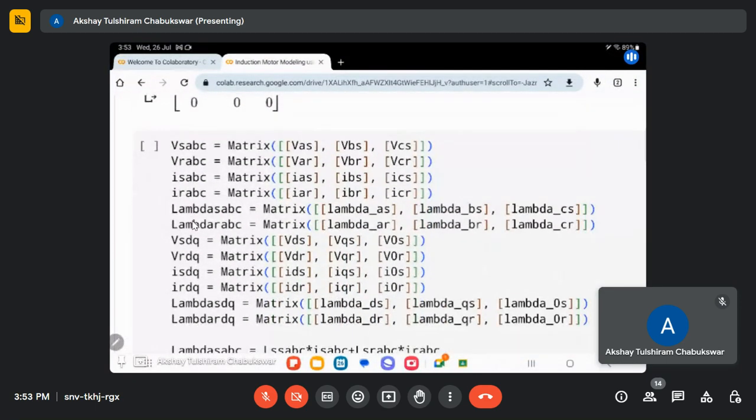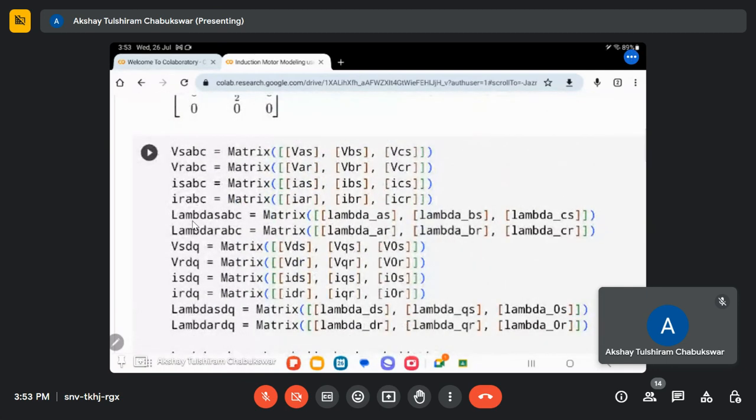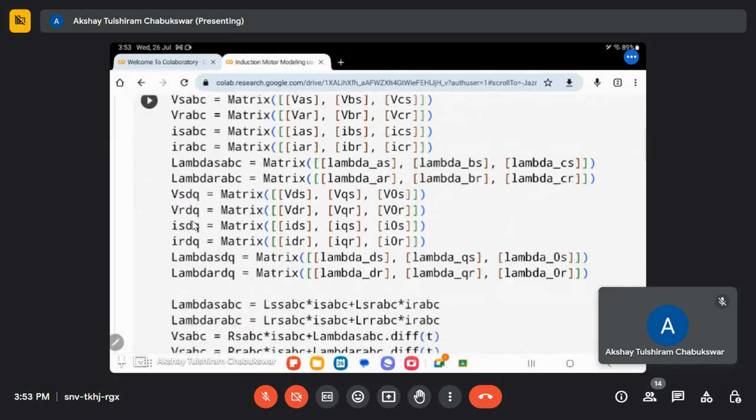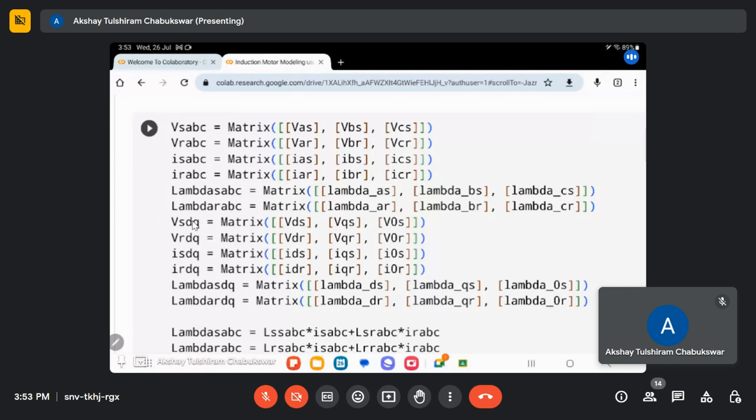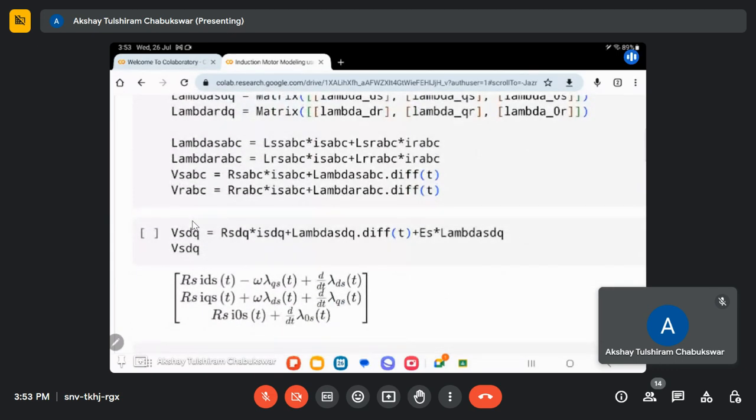Here I have written, first, VS in ABC, VR in ABC. IS means basically all 3 cross 1 matrices I have mentioned, voltages, currents, flux for stator and rotor in ABC and DQ. I have mentioned all of them, and I have finally written the two equations in terms of voltage, two equations in terms of flux. Means basically these are still ABC.